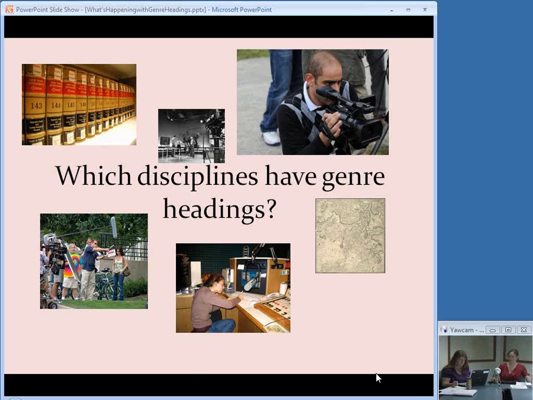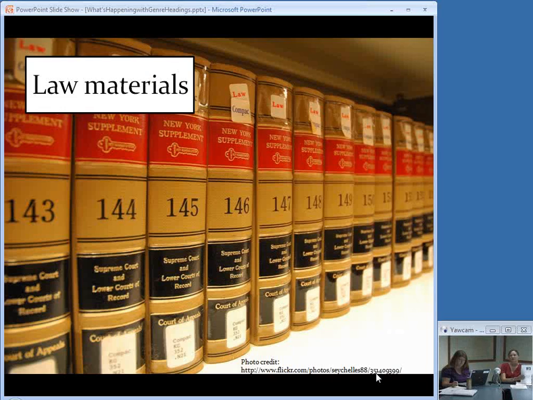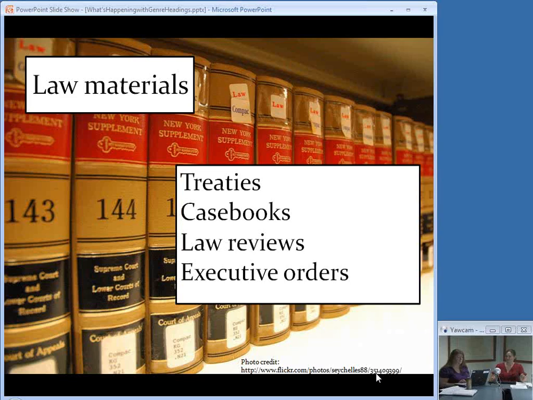detail. The first one is law materials, and as I mentioned, this is the one that is most recent. Just in June of this year, these were officially issued for use. This is not an area that I work with a lot. I'm not a law cataloger. It would be an area in which it would be useful to be able to distinguish certain types of genres. Some of their examples are things like treaties, case books, law reviews, and executive orders.